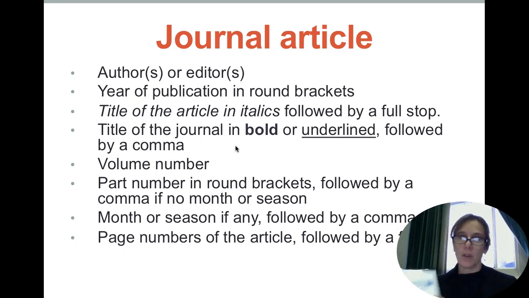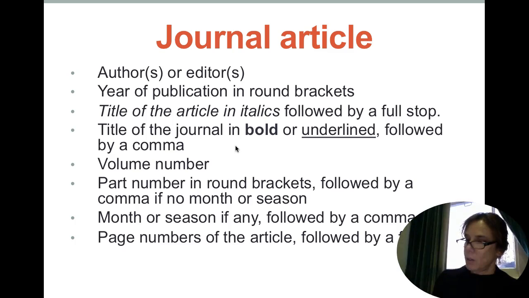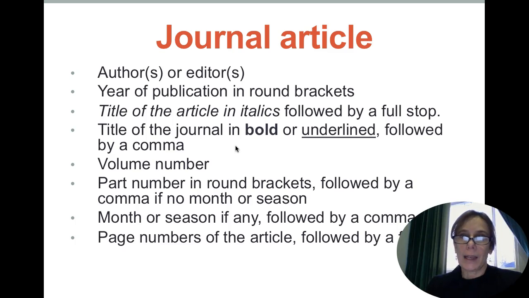Journals. Some of you will be using journals. This is a journal, so it's a slim one-off article, either published online or in an actual magazine or a journal that you'll get in the library. And these are slightly different. So you have the author, as before, year of publication, as before, title of the article now in italics. So that's where it gets a little bit different. And the title of the journal in bold or underlined. So in the style book it says either.